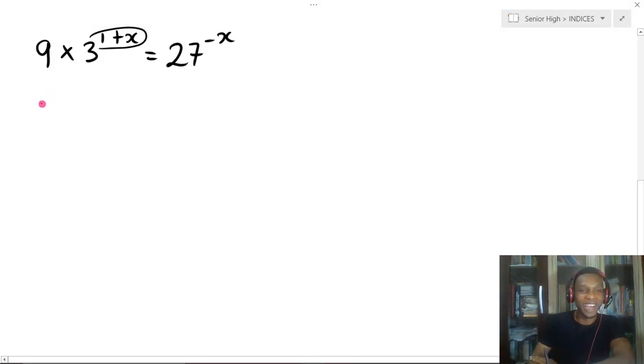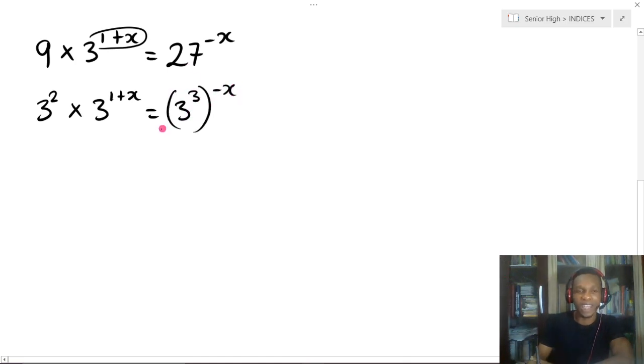Okay, so for 9 we have 3 raised to the power of 2, times 3 raised to the power of 1 plus x still remaining. And then for 27 we have 3 raised to the power of 3, bracket minus x. That's good and fine. Next, 3 raised to the power of 2 multiplying 3 raised to the power of 1 plus x. We apply the law of indices. What law is that? Addition law.